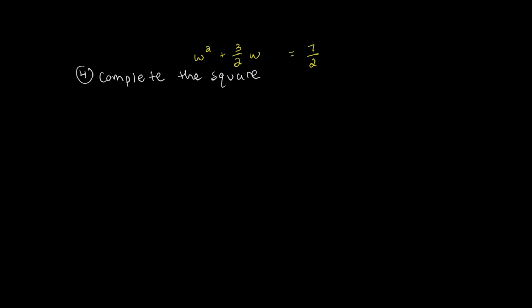So that is, you're taking B over 2 and squaring it. B is the number in the middle, the one in front of the variable without the exponent, when you have AX squared plus BX plus C. So we've got 3 halves, but we need to divide that by 2, and then square it.